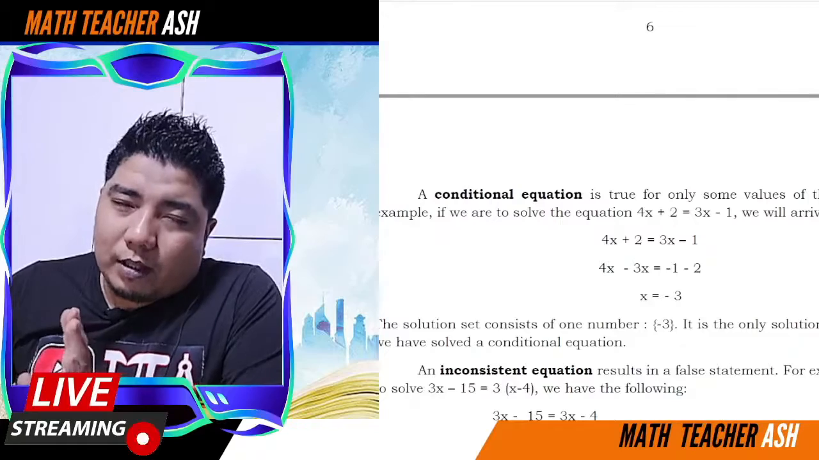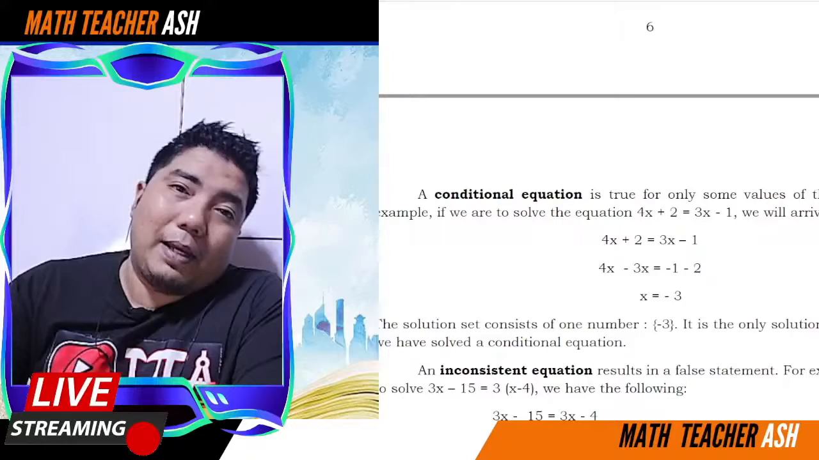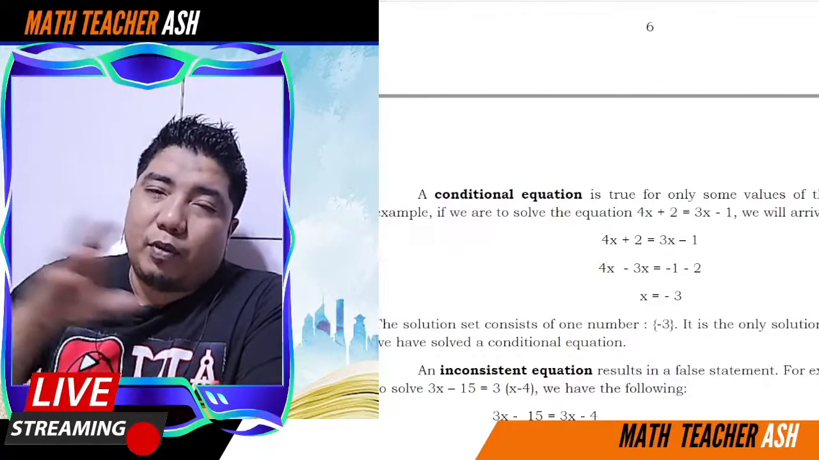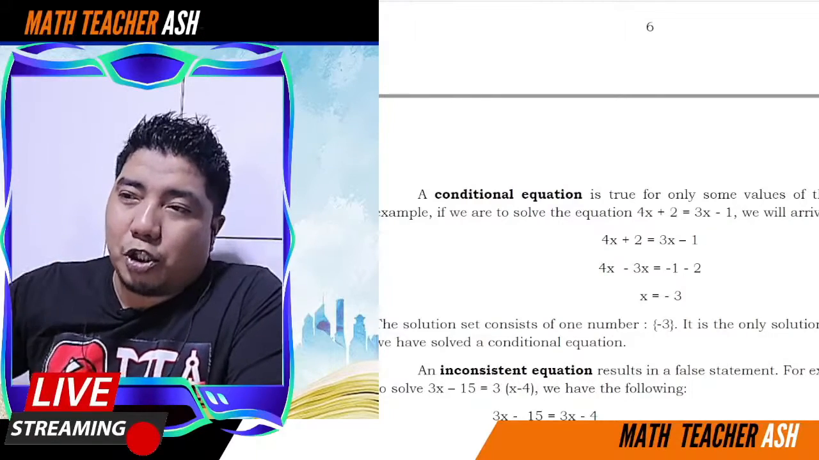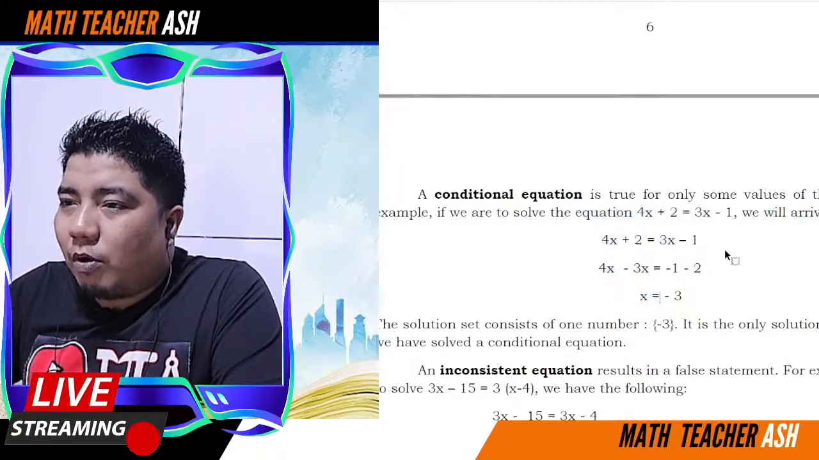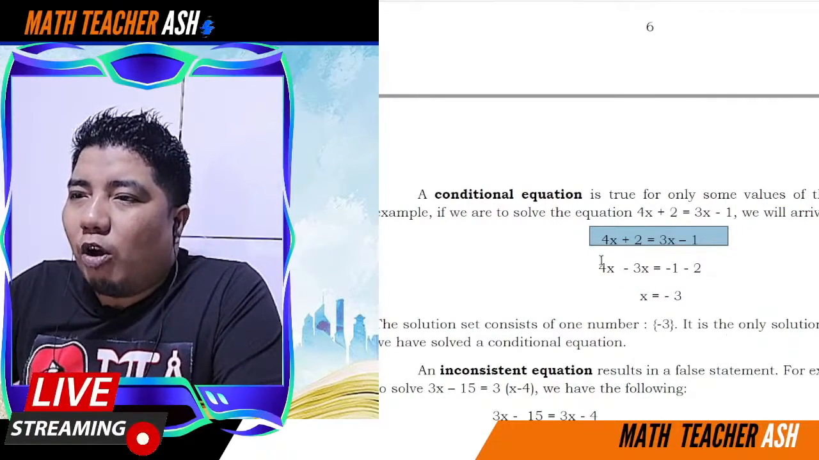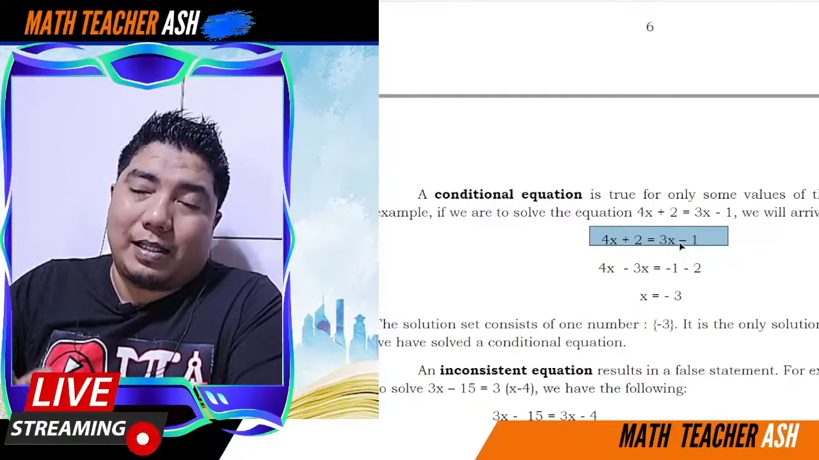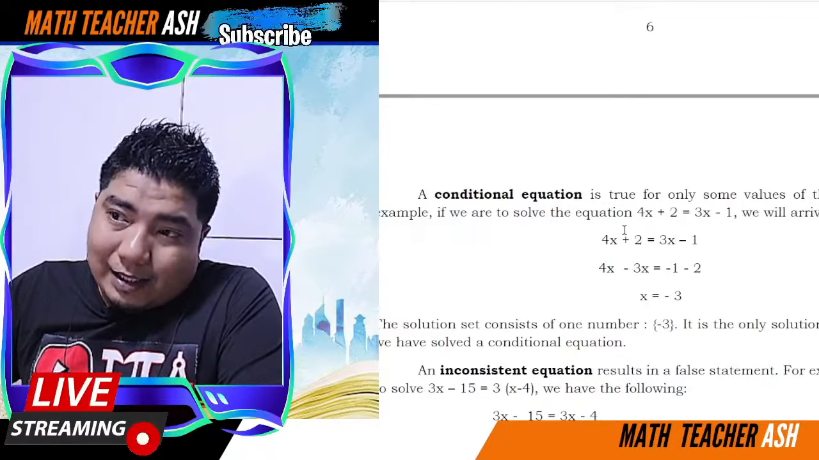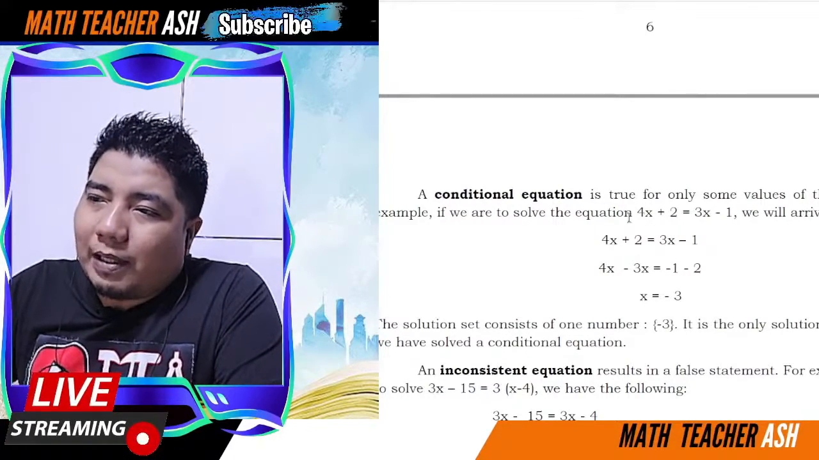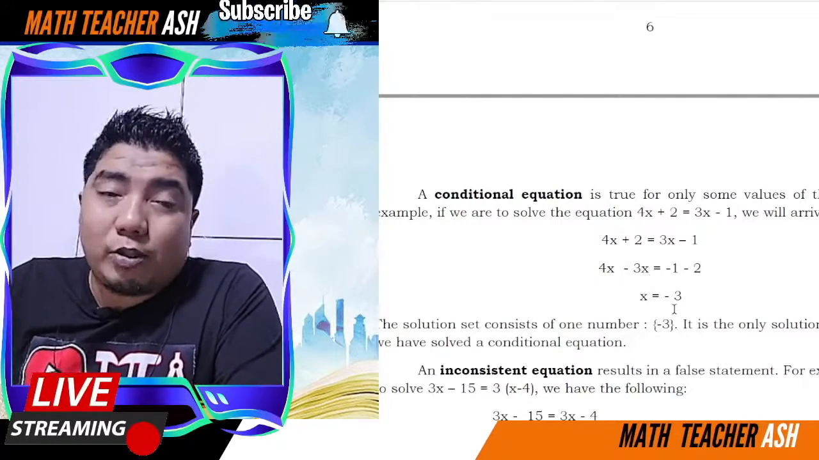So, the transposition method says that every time nalilipat ang isang term sa kabilang side of the equation, meaning from left to right or from right to left, the sign of that term will always change. Okay, example. Ito yung original mo, right? 4x plus 2 is equal to 3x minus 1. Of course, si 4x at si 3x, kailangan magsama yan kasi sila lang yung merong variable. So, si 3x ngayon, ililipat natin sa left side. So, dahil positive ito, pag nilipat ito sa kabila, syempre, dumaan siya sa equal sign, mag-iiba na yon. So, magiging minus 3x na siya.